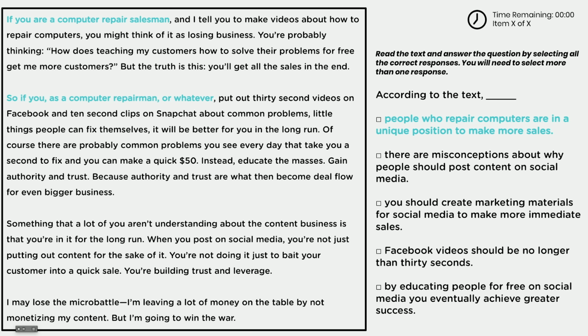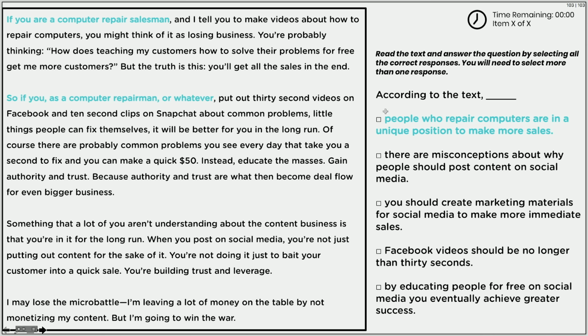Okay, how did you go completing this multiple choice, choose multiple answers? Let's go through the answers together here, answer option by answer option. Okay, the first one says, people who repair computers are in a unique position to make more sales.